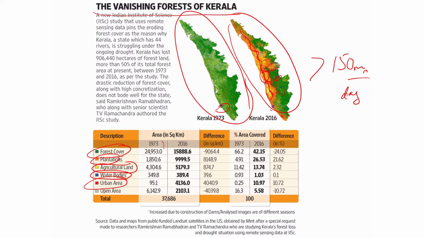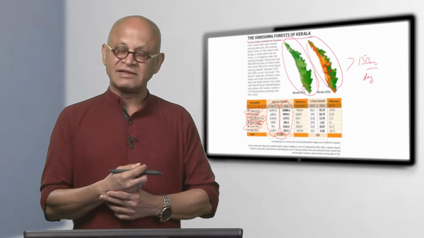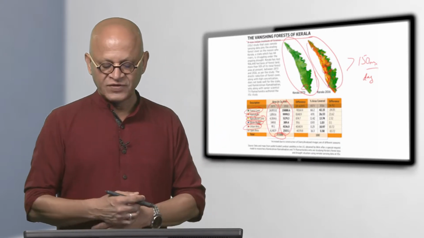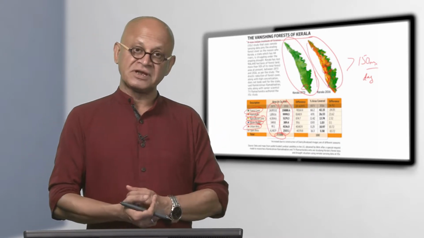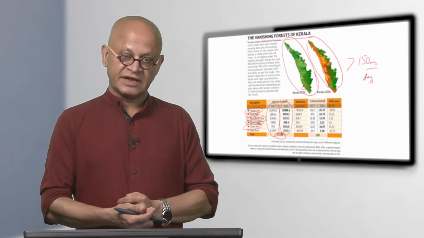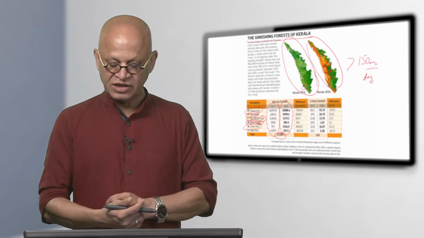So, the area changes in square kilometers for each are quite substantial, and the total area change is almost 38,000 square kilometers. For such a small state, that is not a small number. All these things will be looked at because obviously the state government and central government want to learn from the disasters that happen, like the 2018 flood.